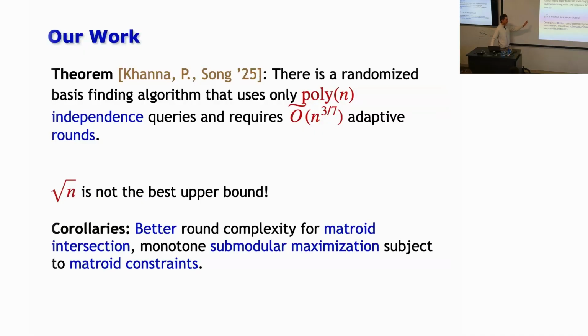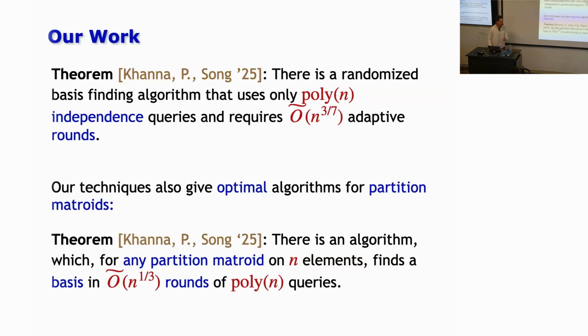And then naturally, again, I mentioned that there's these other problems which use basis finding. And so, of course, you'll get better results for those settings as well. And lastly, one thing I want to mention is that these techniques also give you optimal algorithms for this setting of partition matroids. Right, so this lower bound of n to the 1/3 was shown for partition matroids. And we show that you can actually match that in the setting of partition matroids with our improved algorithm.